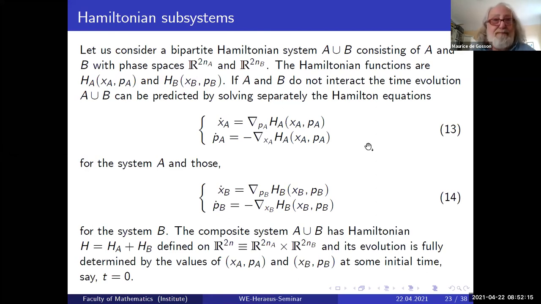So I consider a bipartite Hamiltonian system consisting of two parts, A and B, with phase spaces R^{2N_A} and R^{2N_B}. The Hamiltonian functions are H_A and H_B. If the subsystems do not interact with each other, the time evolution of A union B can be predicted by solving separately the Hamiltonian equations, which we have here. This is, of course, trivial. We have two uncoupled systems.